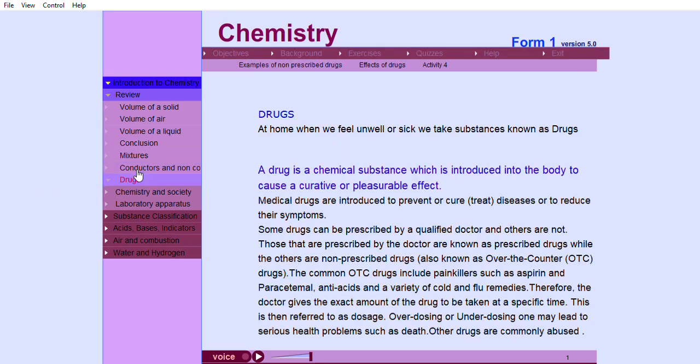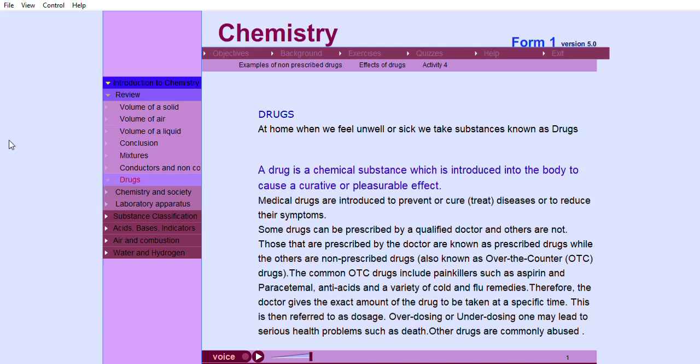Note that drugs. At home, when we feel unwell or sick, we take substances known as drugs. A drug is a chemical substance which is introduced into the body to cause a curative or pleasurable effect. Medical drugs are introduced to prevent or cure or treat diseases or to reduce their symptoms. Some drugs can be prescribed by a qualified doctor and others are not.